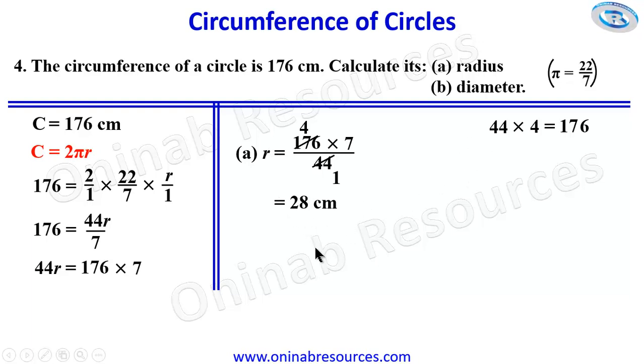That's all for A. Then for B, we know from the beginning that diameter is 2 times the radius, which is 28. 2 times 28 gives 56 centimeters, which represents the diameter of the circle whose circumference is 176 centimeters and the radius is 28 centimeters. And that's all for problem 4, and this is the highest we can take in this tutorial.